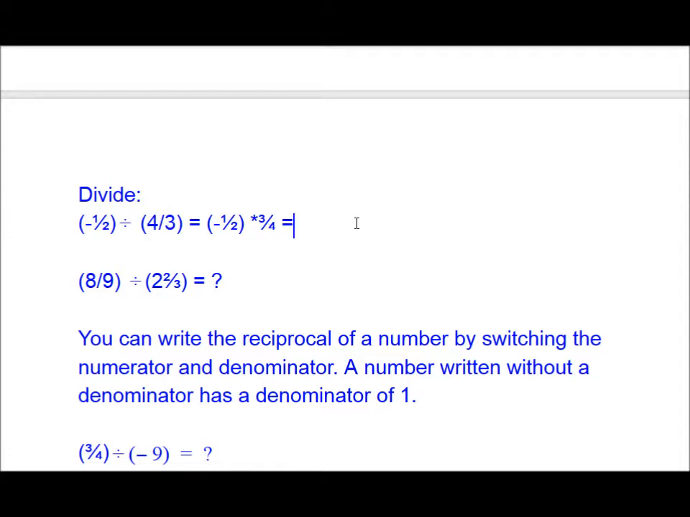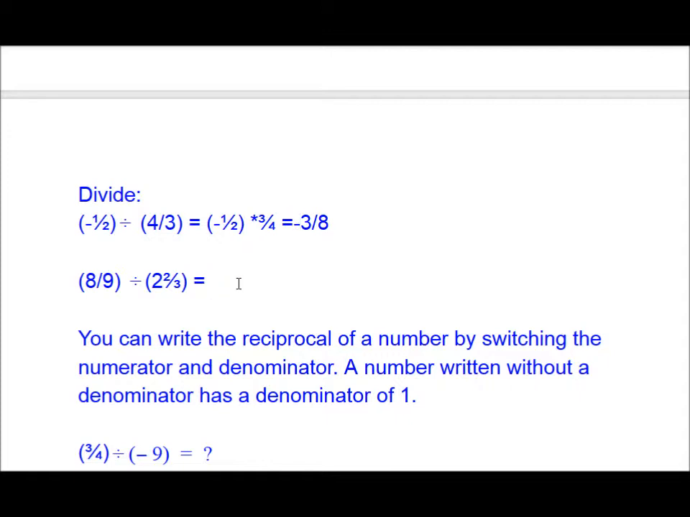So now the answer will be 3 multiplied by 1 and 4 multiplied by 2. 3 multiplied by 1 is 3, and 4 times 2 is 8. And there is a minus sign, so minus 3 by 8 is the answer.